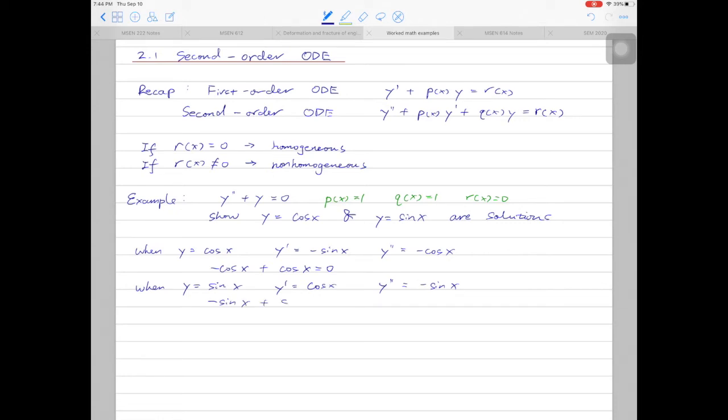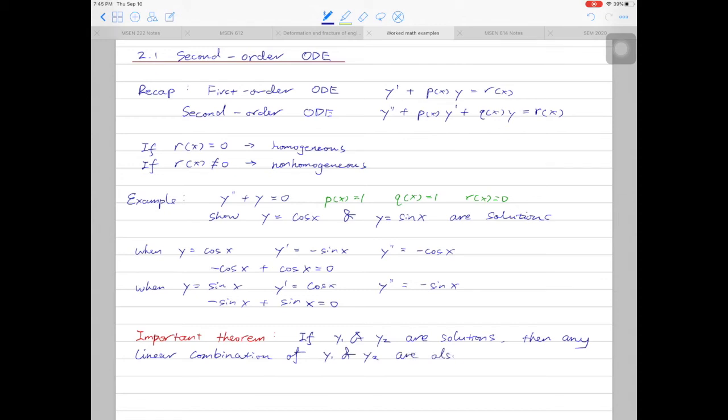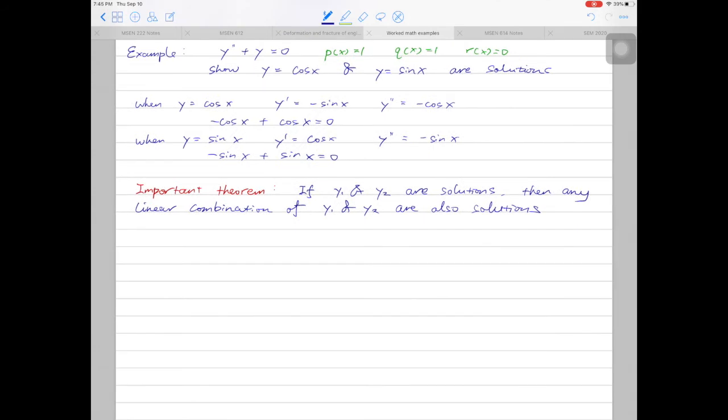So far, everything seems to be very straightforward, and this will lead to a very important theorem. If y1 and y2 are two solutions of a second-order ODE, then any linear combination of y1 and y2 is also a solution for this second-order ODE. To write that down mathematically, y = c1y1 + c2y2 is the general form of the solution.